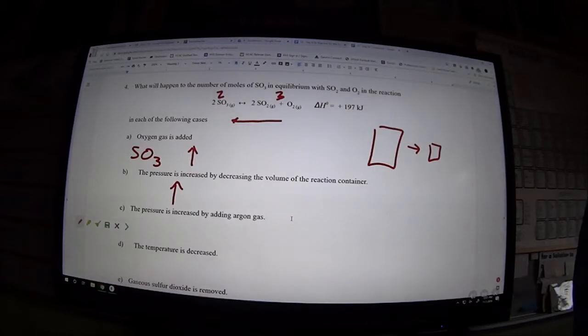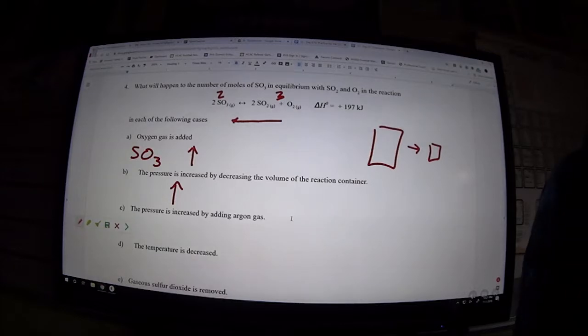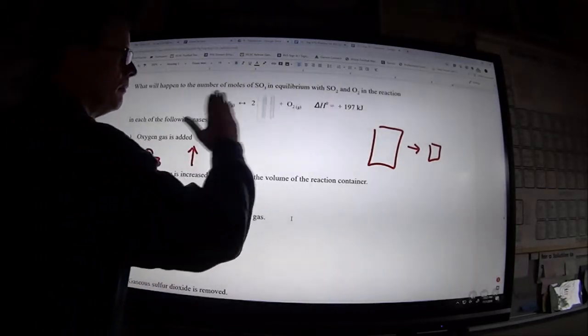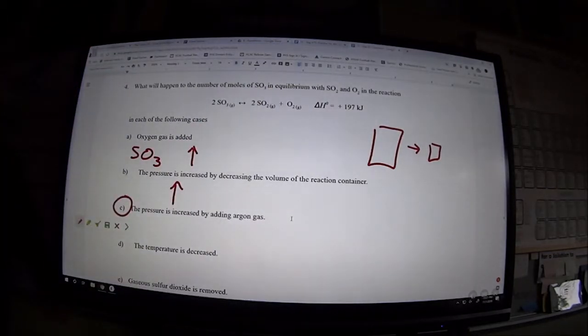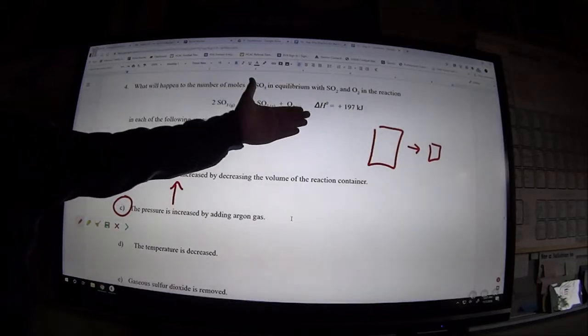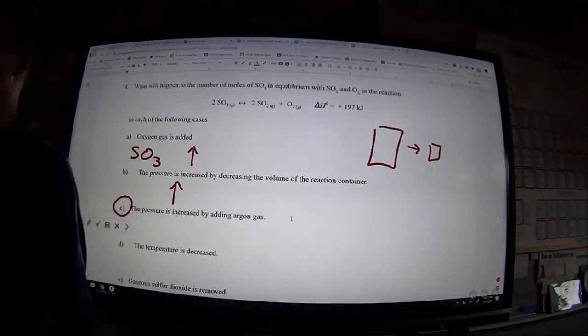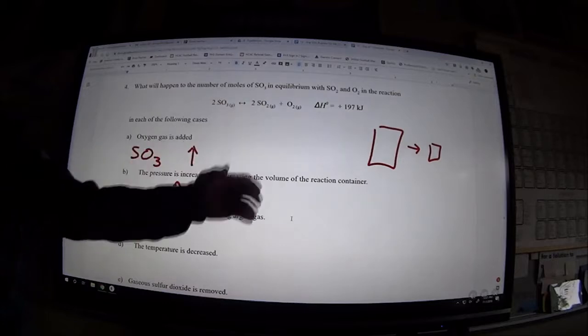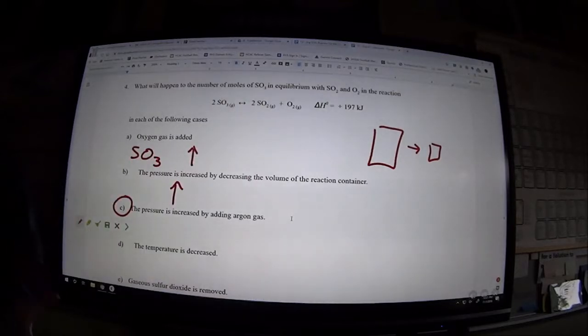Now letter C. We add more argon. It's an inert gas. It doesn't do anything. It doesn't react. So there's no shift if you add argon? It's an inert gas, but it's adding pressure. It's not in the reaction. It's a noble gas. It's anything that's not included. So it's unreacted. It's just a participant.